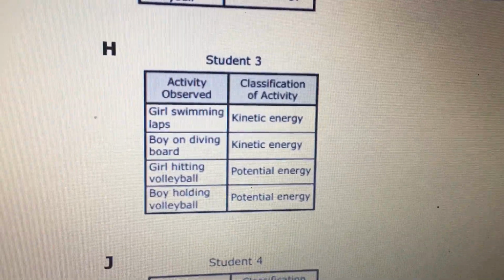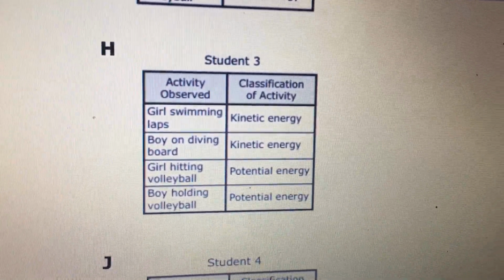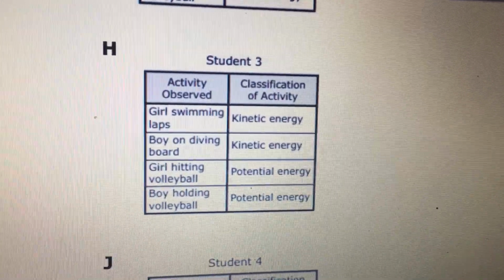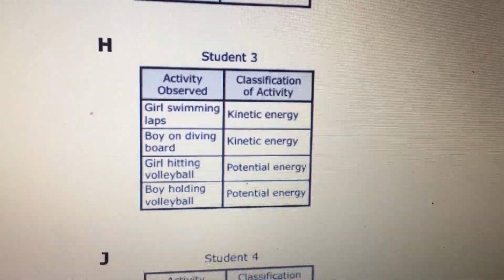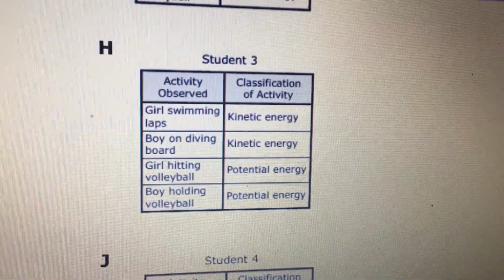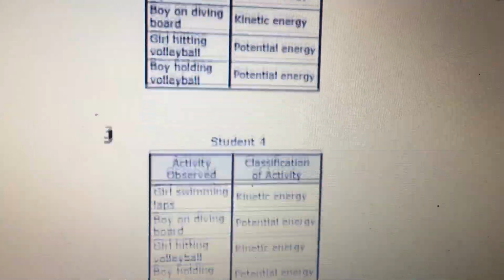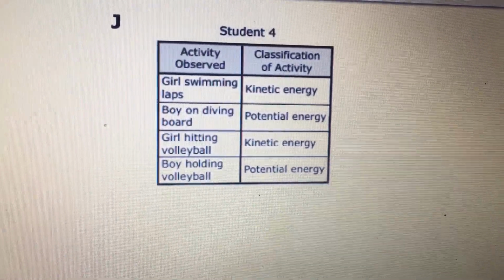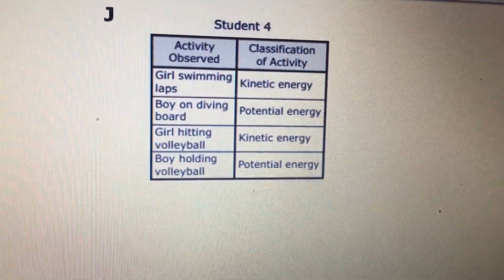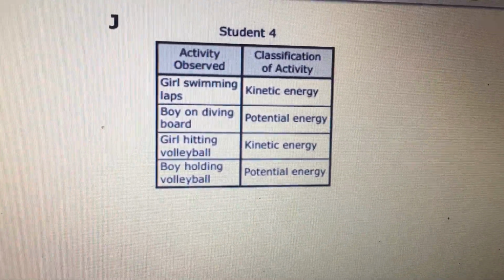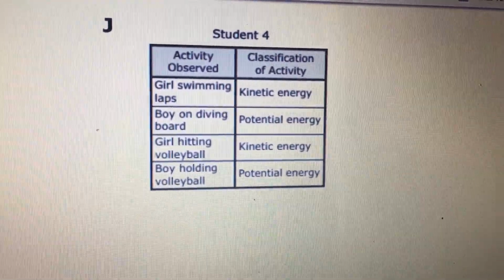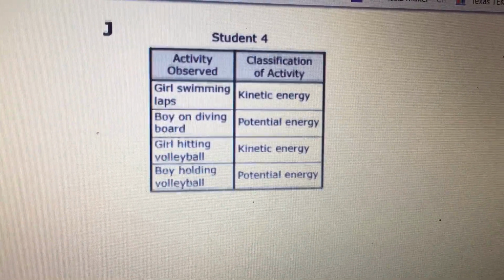H, student 3, says the girl swimming laps had kinetic energy. The boy standing on the diving board had kinetic energy. The girl hitting the volleyball had potential energy. And the boy holding the volleyball has potential energy. J, student 4, said the girl swimming laps has kinetic energy. The boy on the diving board has potential energy. The girl hitting the volleyball has kinetic energy. And the boy holding the volleyball has potential energy.